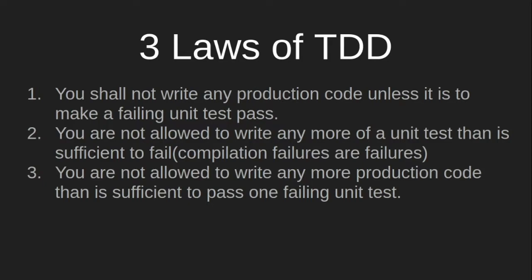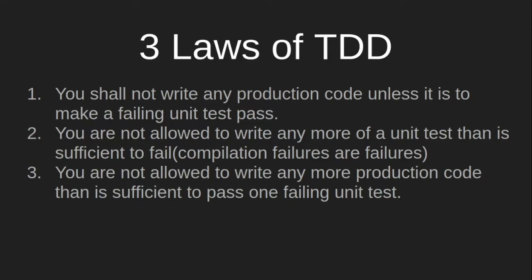And the cycle repeats. The third law says you are not allowed to write any more production code than is sufficient to pass one failing unit test. This means the moment your test passes, you stop writing. I hope you have understood the 3 laws. Now we'll take an example to understand these in a better way.